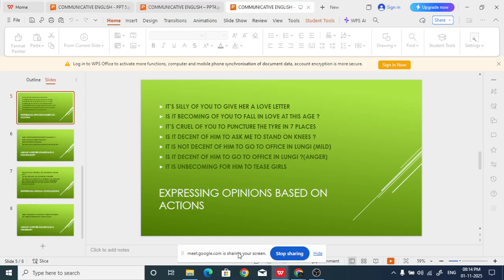The meaning is the same. The first one is not with anger. That is a mild way of asking. But the second one, is it decent of him to go to office in lungi? Then this is a question mark. So it is with a little anger that they are telling this. It is unbecoming for him to tease girls. Okay. So now we will take this, is it and it is.